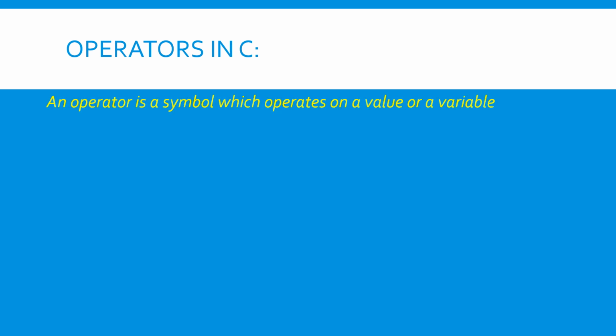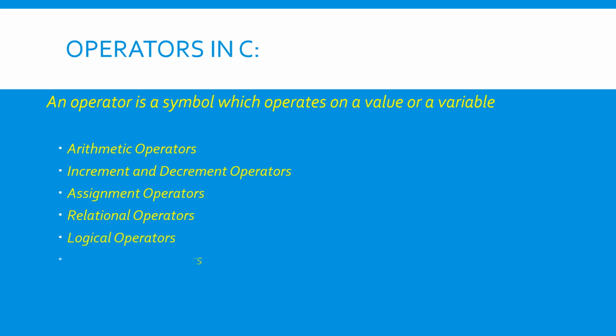Next is operators in C. Operators are used for performing some computation over the data or a variable. These are the various operators that are used in the C language.